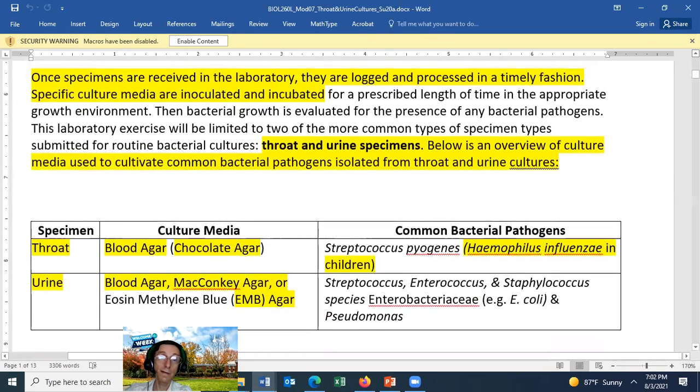So once a specimen is received in the lab, it's logged and processed in a timely fashion. Specific culture media are inoculated and incubated for a prescribed length of time. And we use different media for throat and urine specimens. Below is an overview of the culture media used to cultivate common bacterial pathogens isolated from throat and urine cultures.